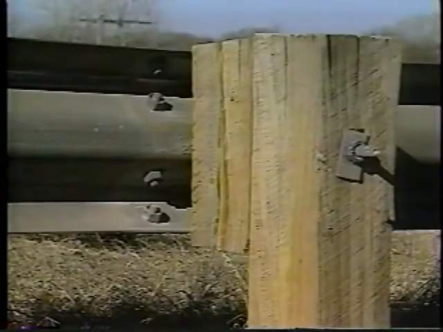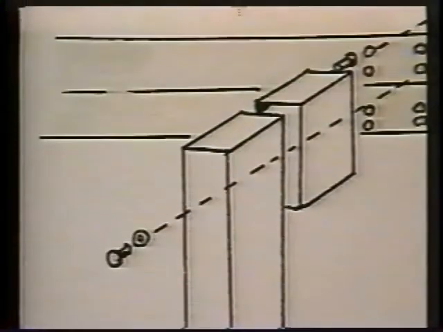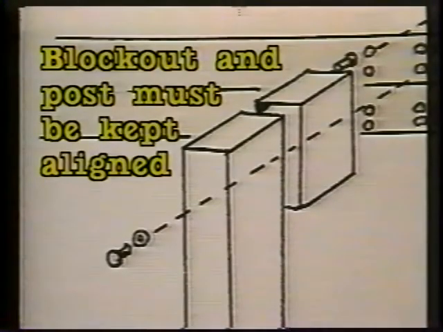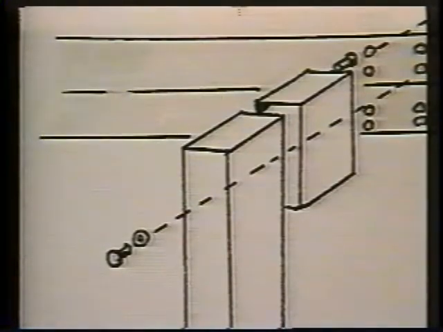One or two nails toe-nailed through the blockout into the post will keep the block from swiveling on the single bolt connection. Sometimes a hole is drilled through the blockout to prevent it from splitting later on. Keeping the blockout in place is obviously important. It has to be lined up with the post to properly support the guardrail.